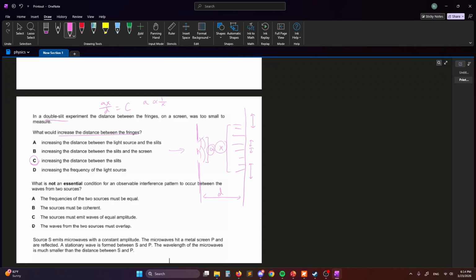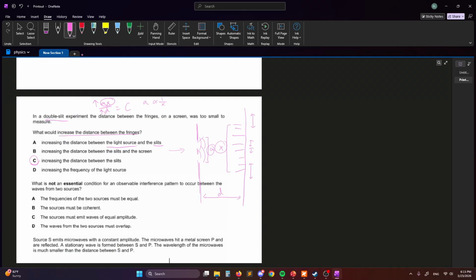Okay, let's do some analysis on the answer choices. So increasing the distance between the light source and the slits. So if we increase the distance here, our denominator gets bigger, and thus our constant will get smaller. Okay, so our distance becomes larger, right? And thus in response, this should also increase. But then we're also increasing a, so that means we have to decrease X basically. So A is not right.